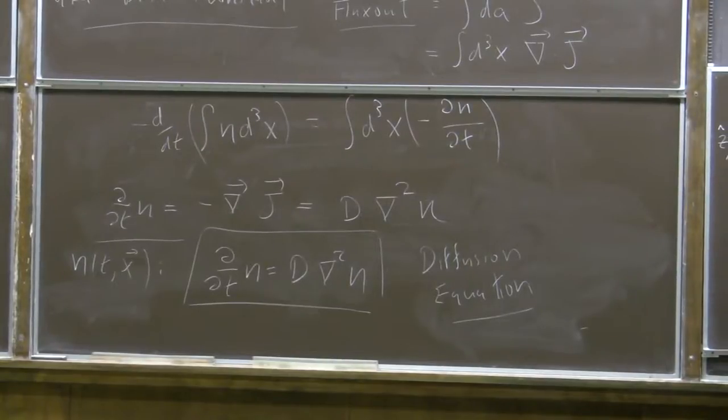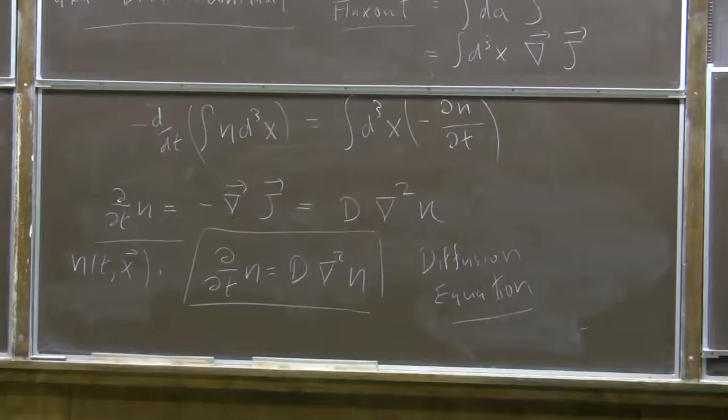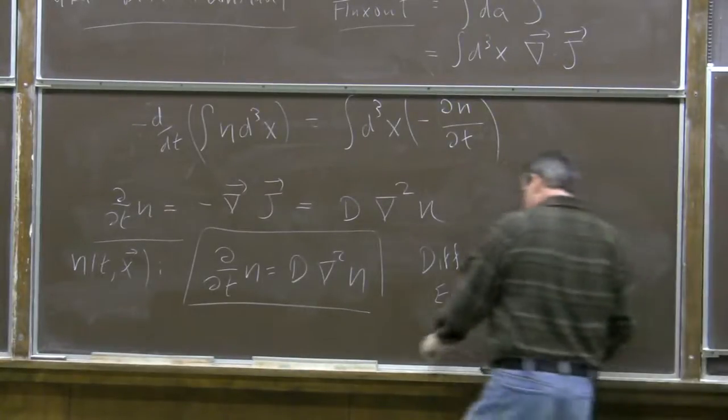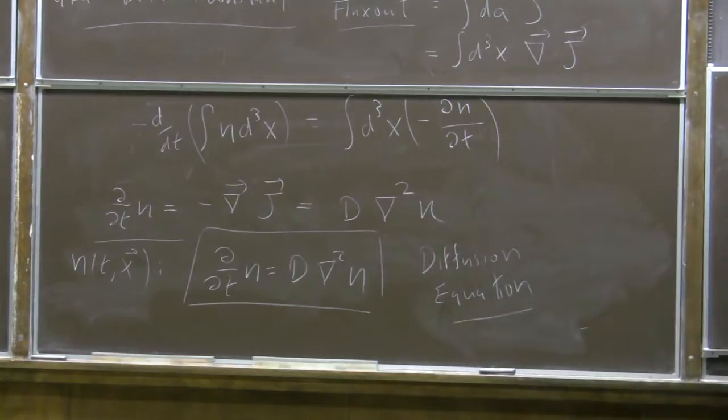Does anybody know who was the first to explain the diffusion equation from a microscopic point of view? Einstein? Yes, it was Einstein. What year? 1905. It was 1905. It was a good year.